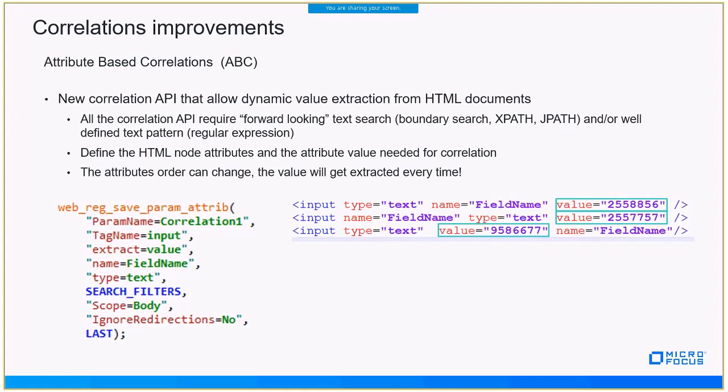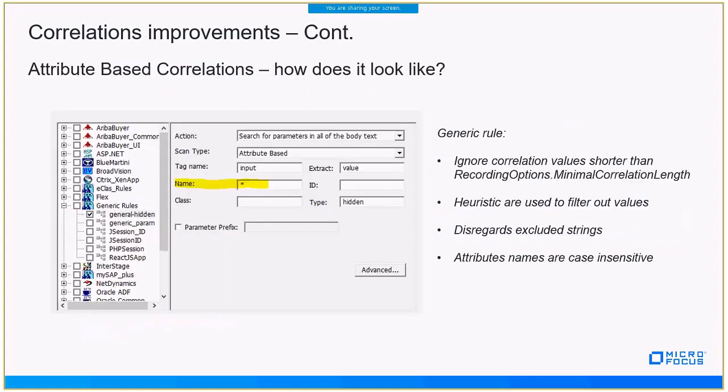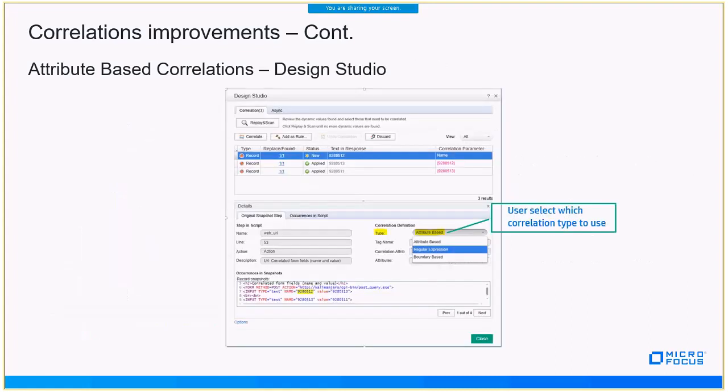There is a new WebReg save param attrib API function that you can see an example of here as well. This is how it looks in the rule definition, okay? And this is how it looks in the Design Studio. You see the drop list under the type. There's the attribute-based, but the regular expression or boundary-based are still there. We simply gave you another option to deal with HTML output.